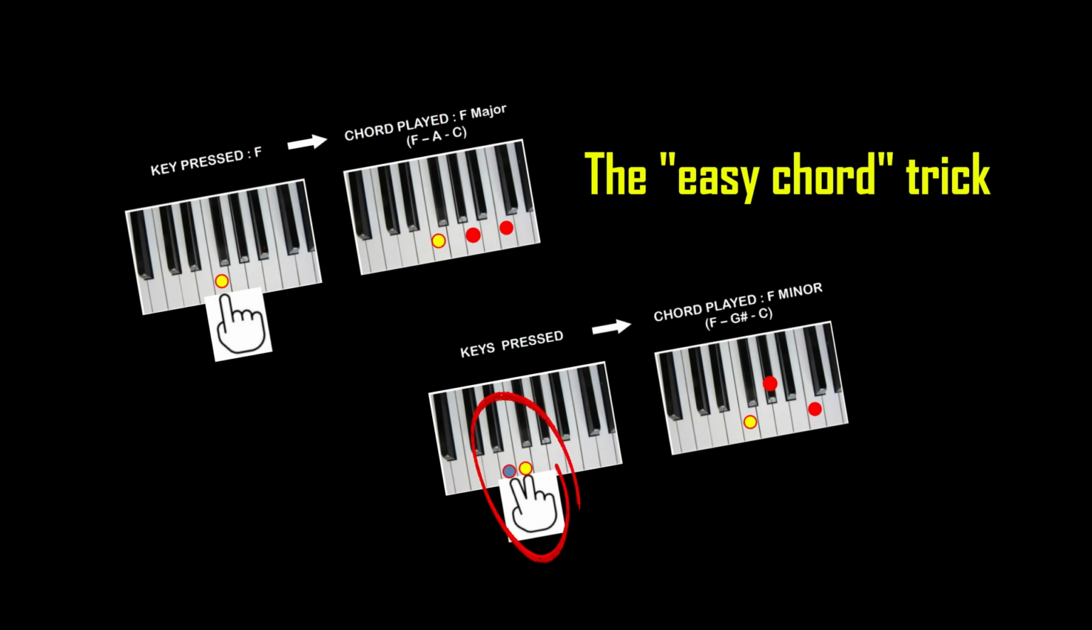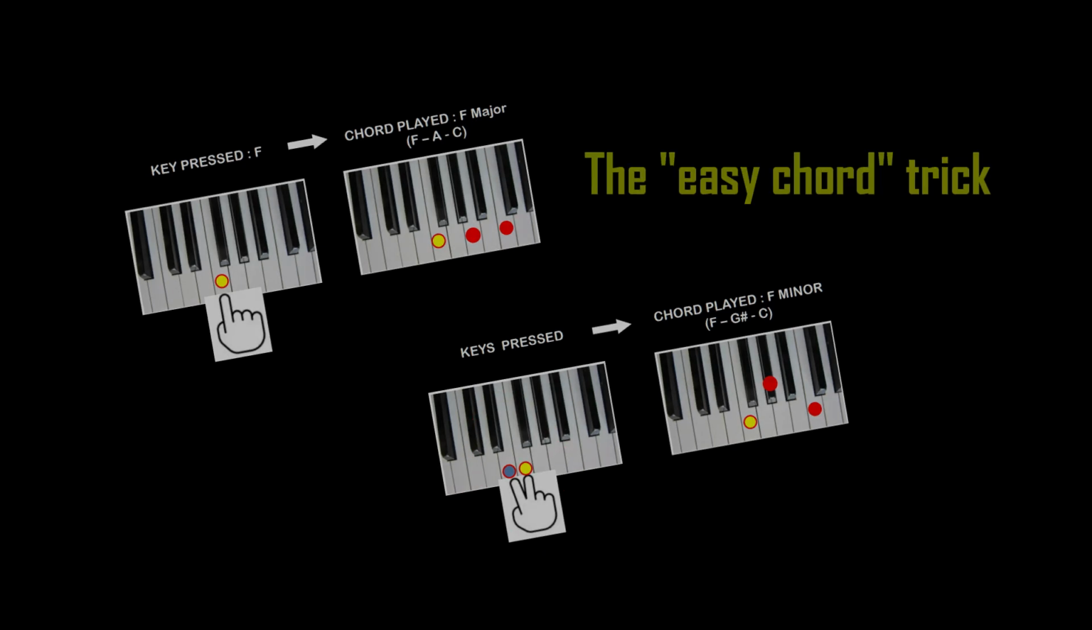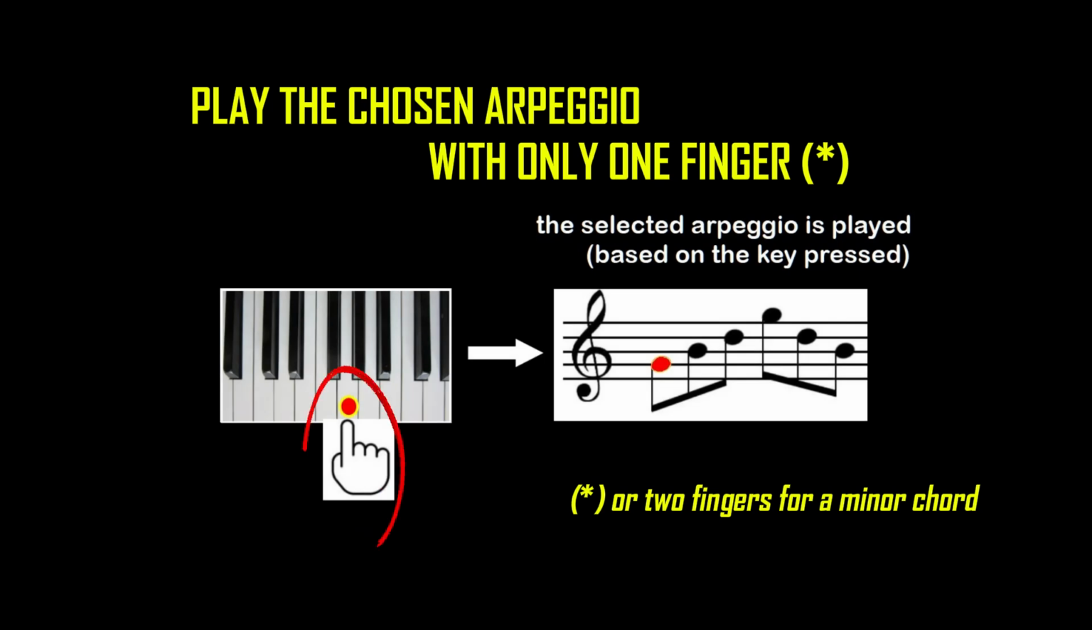Similarly, by simultaneously pressing any key to the left of the root key, you obtain the triad corresponding to the minor chord. The notes of the selected major or minor chord will automatically play, over several octaves, the arpeggio previously chosen by the user.